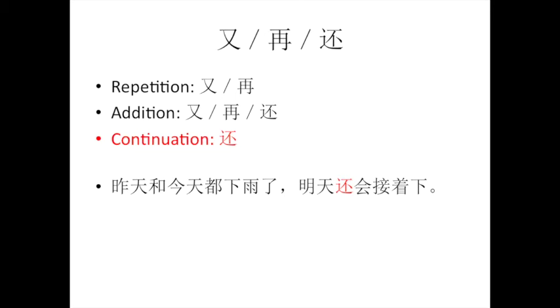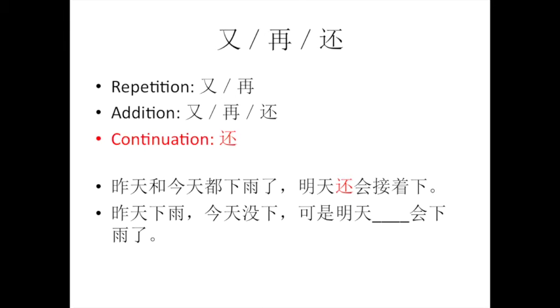Now let's look at a different situation. Which adverb would you put in this blank? First, we know it can't be 还 because the action is not a continued one. Because today it didn't rain, and tomorrow it will start raining again. You might think the blank calls for 在 because that action of 下雨 hasn't occurred yet. However, in this sentence, we actually use 又。昨天下雨，今天没下，可是明天又会下雨了。Why is that?